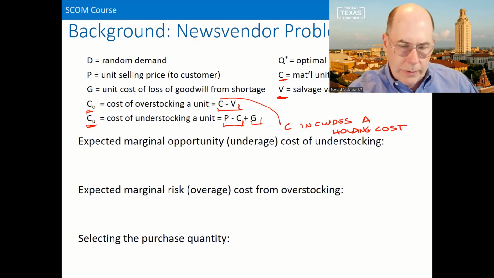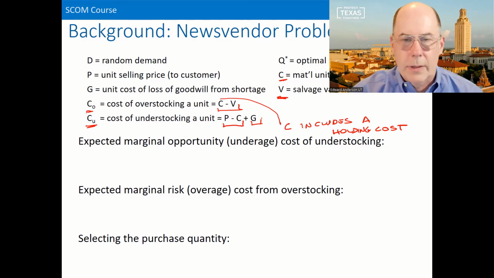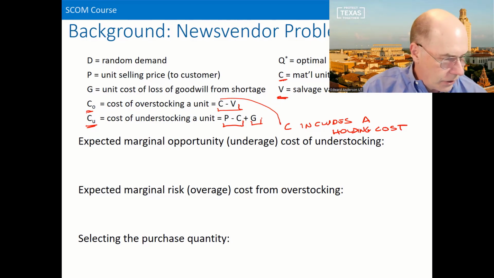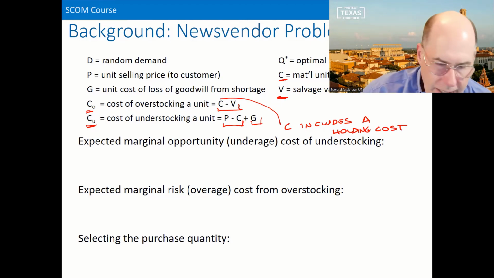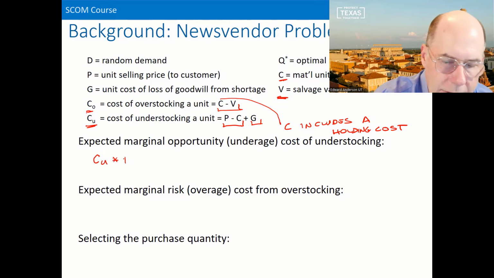And so what we want to do is, first of all, calculate the expected marginal opportunity cost of understocking. Sometimes it's called the underage cost. And what we do here is take the cost of understocking one unit times the probability of understocking.